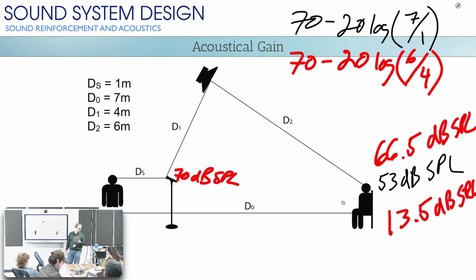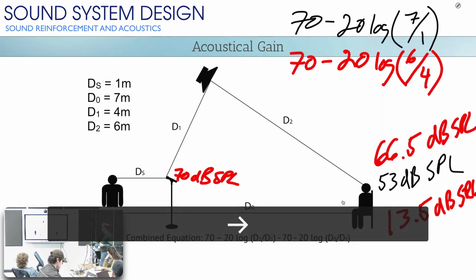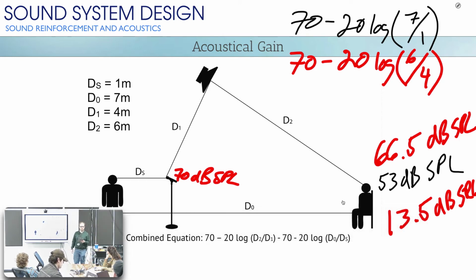So let me summarize now what we just did into one formula. So here's a combined equation of what we just did. If we just express that as one long equation, that's it. 70 minus 20 times the log of D2 divided by D1 minus 70 minus 20 times the log of D0 divided by DS. That's what we just did. And that formula gave us, in this scenario, 13.5 dB of gain. You with me so far?